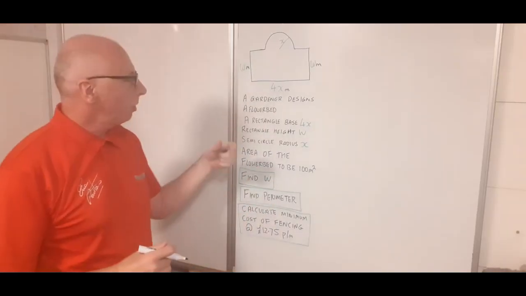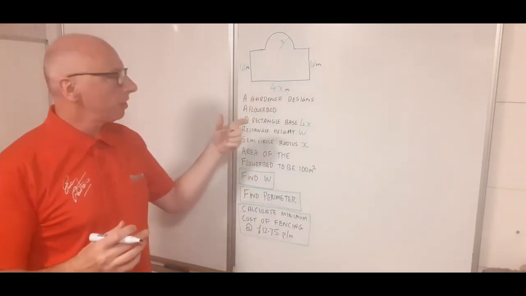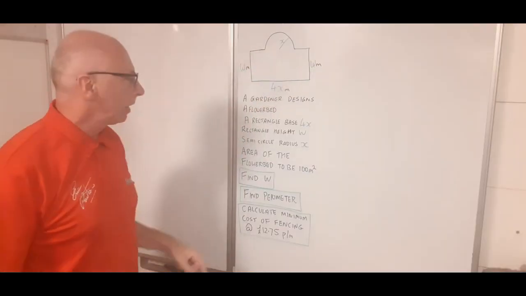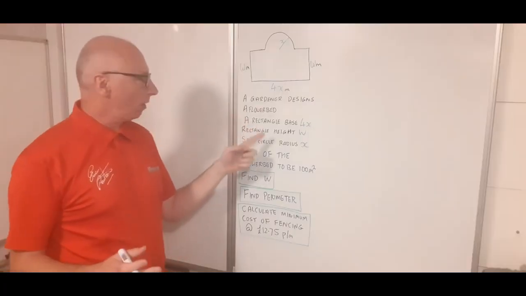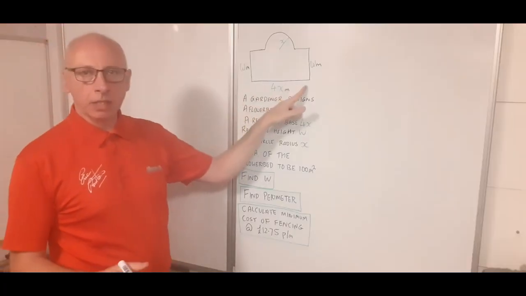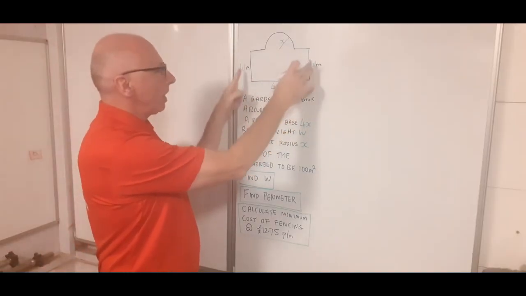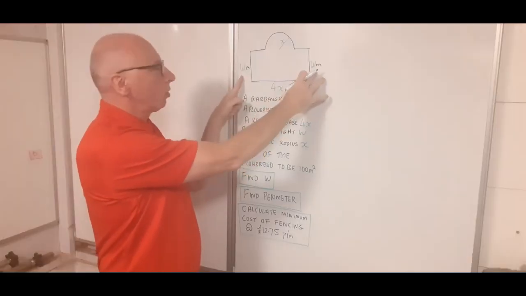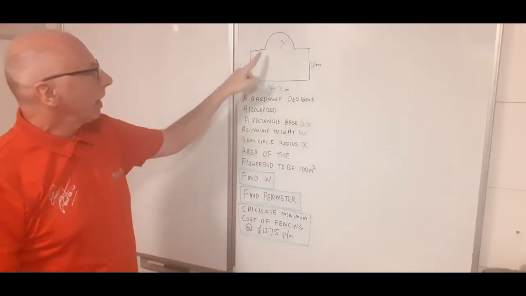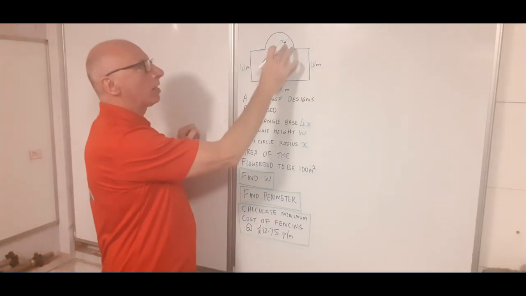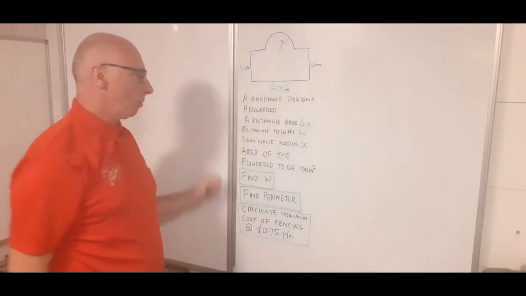So in this question here, we've got a situation where a gardener is designing a flower bed. And this is the general shape of the flower bed. Now, what it consists of is a base of length 4x meters, two heights of this particular rectangle part being w meters, so w is a variable we're going to find. And here we've got a semicircle, and it's got a radius of x in that semicircle.